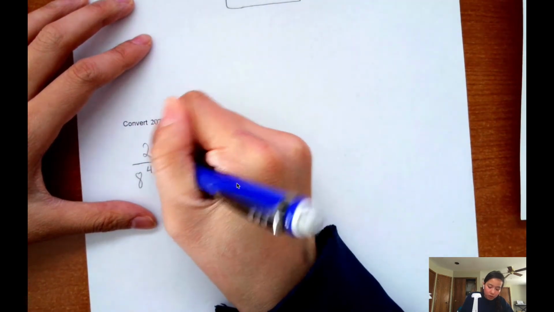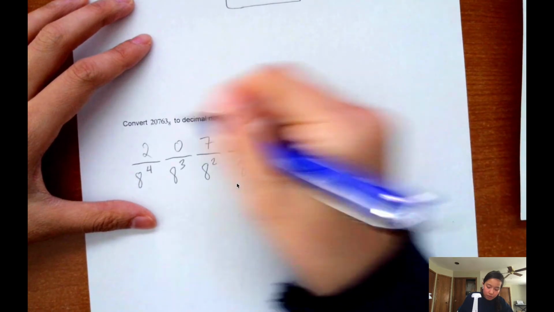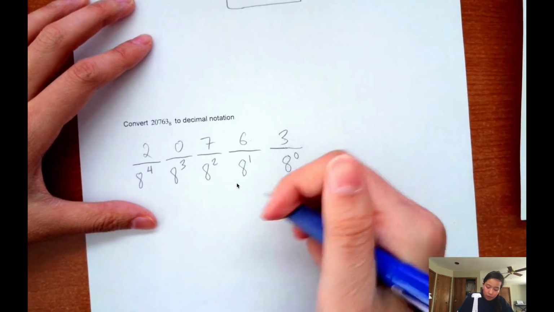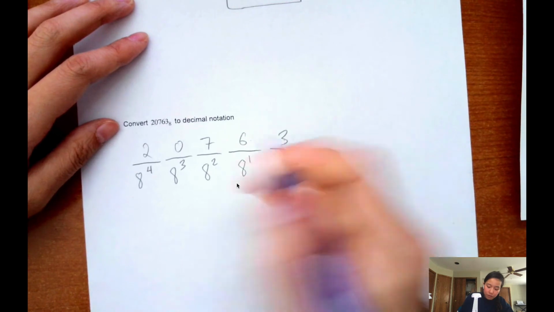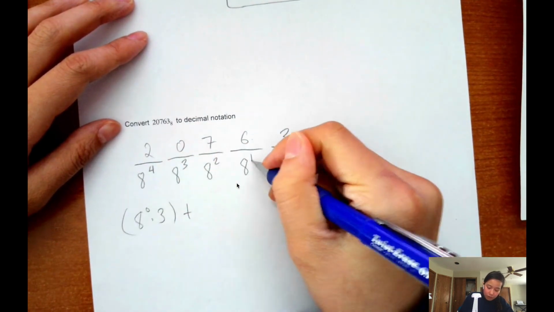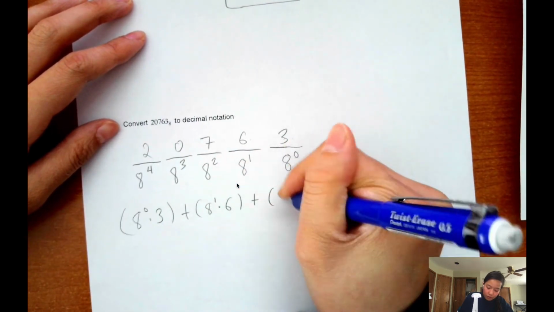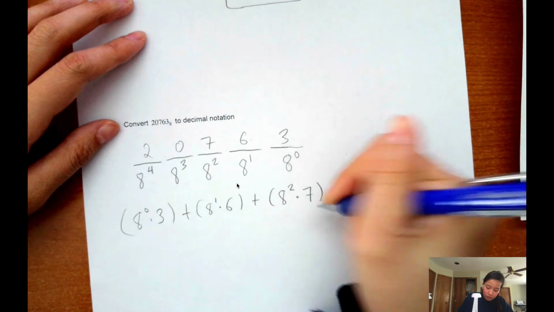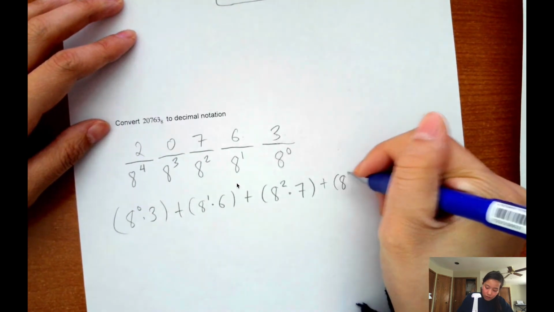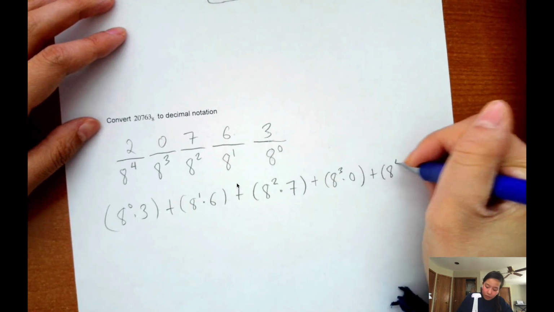So 2, 0, 7, 6, 3. And then I would multiply 8 to the 0th power times 3. Add that with 8 to the first times 6. Add that with 8 to the second times 7. Add that with 8 to the third times 0. Add that with 8 to the fourth times 2.